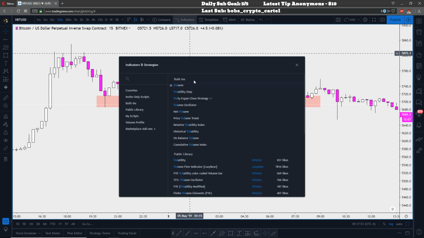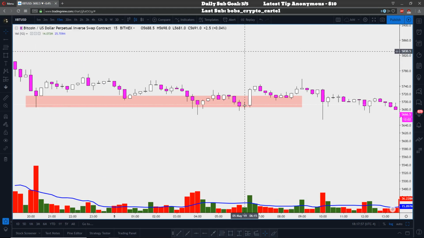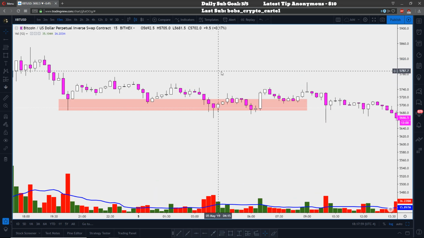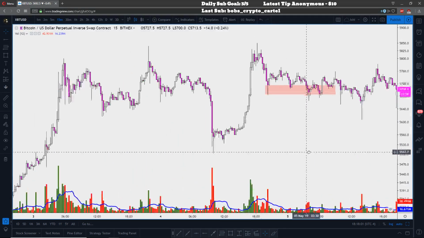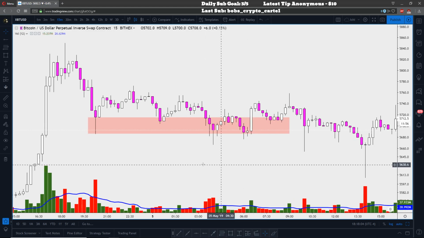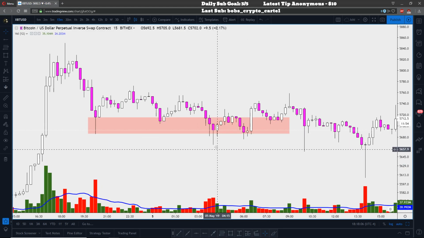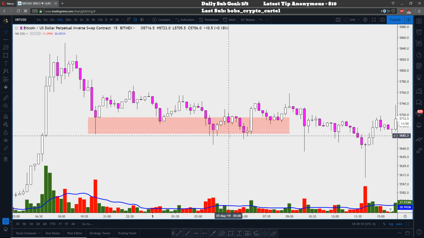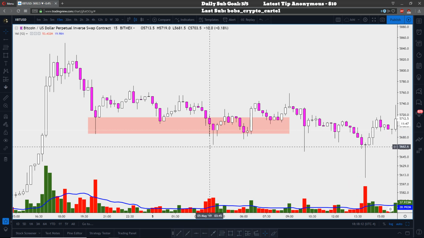Do I still have volume? Let me pull up volume. You have these breaks of this wick, but you're unable to find sellers to push that down. You're unable to find people who are willing to sell at that lower range.